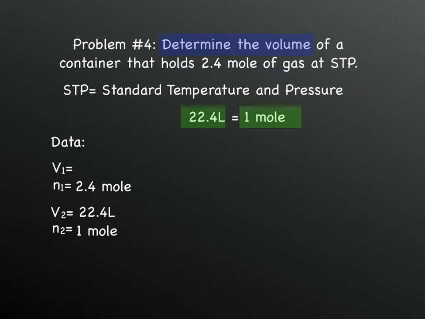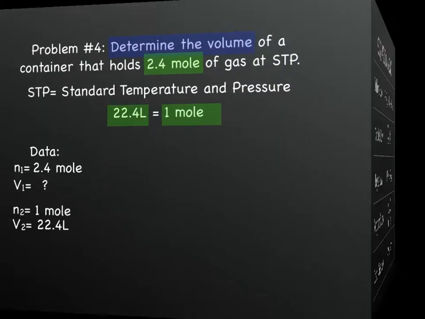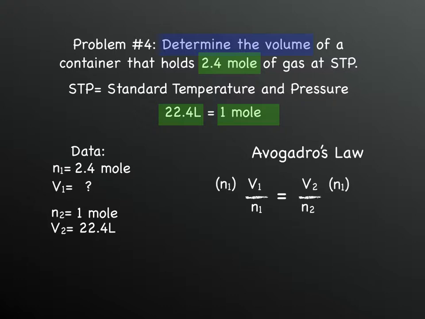Problem number 4. We looked at our equation and decided it was going to be Avogadro's law. Once we get there, we go ahead and write it down. We're looking for V1, so that means we need to multiply both sides by N1. Multiply the left and multiply the right. Notice the N1's cancel out, so our resulting equation is V1 is equal to V2 times N1 divided by N2.